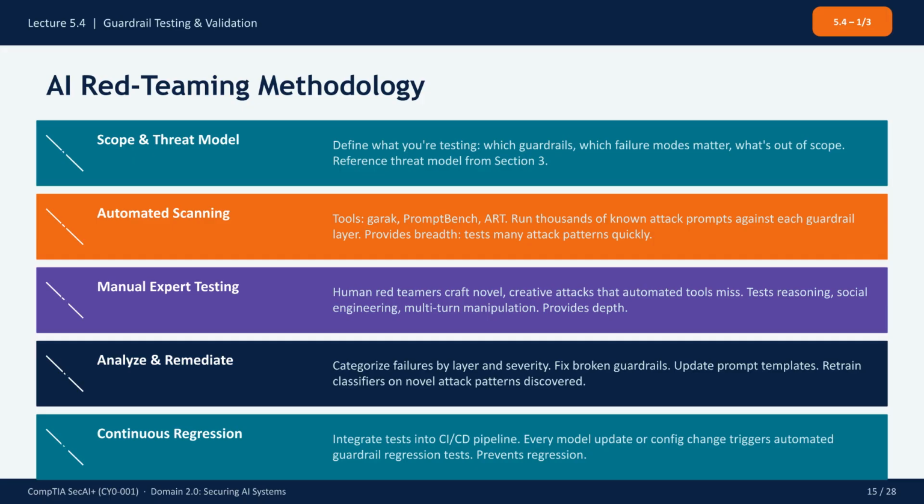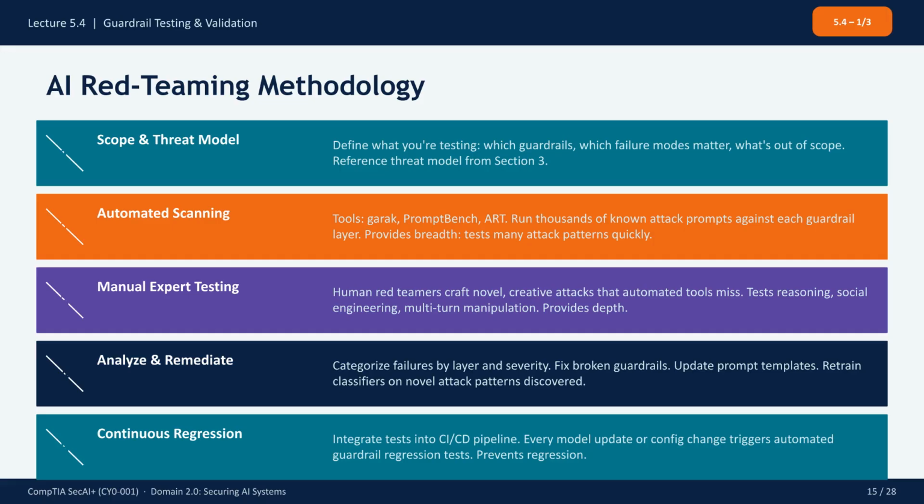Phase 2 is automated scanning. Tools like RBAC, PromptBench, and ART, the Adversarial Robustness Toolbox, run thousands of known attack prompts against each guardrail layer. Automated scanning provides breadth. It tests many attack patterns quickly and consistently. This is where you catch the obvious vulnerabilities.